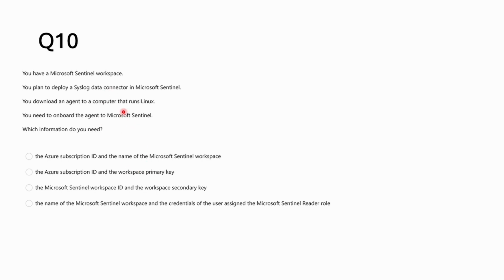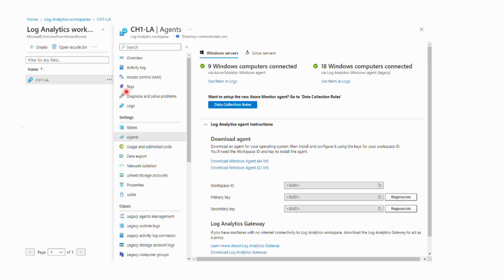Okay, let's try to understand this question once again. The question is asking you to deploy a syslog connector, and a few seconds ago we checked how we are going to install and fetch the information from the Linux servers. There we need to install the Azure monitoring agent, and with the help of that we can fetch the data and store it in Sentinel. So this is the approach for how we are going to install the agent. You can download the agent and install it on the server. This is going to be a monitoring agent, or you can say the Log Analytics agent.